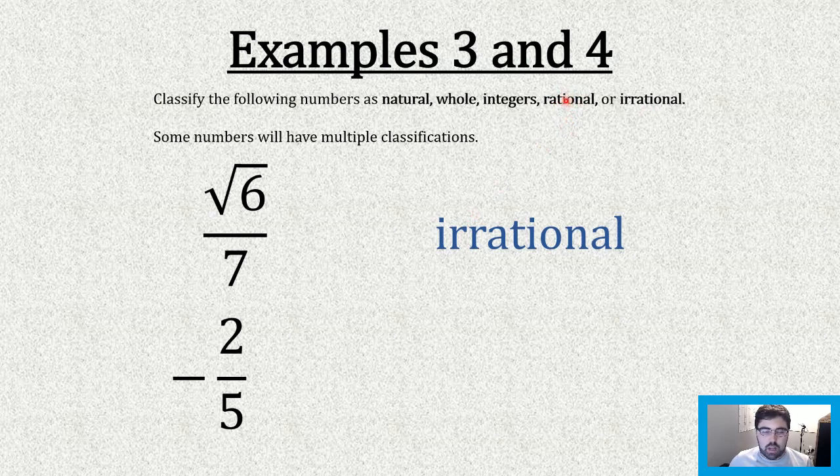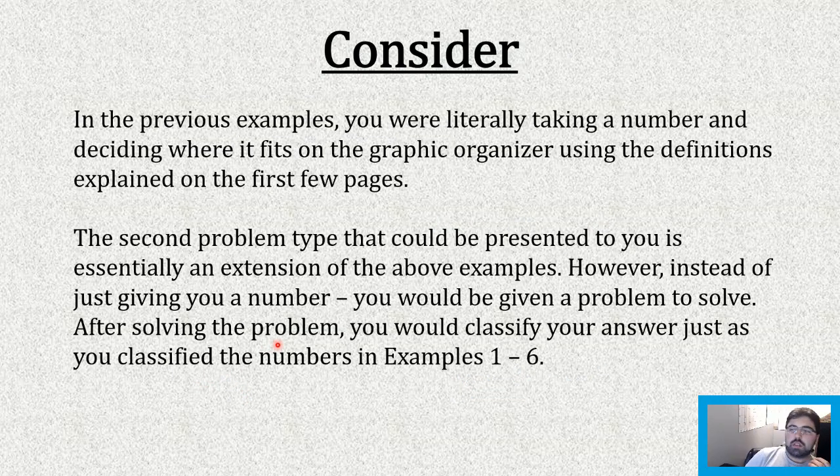The definition of rational is that it's a ratio of 2 integers. That's a fraction, so it's a ratio. 2's an integer, 5's an integer. Negatives are integers. We got it. It's rational. So in the previous examples, you're literally taking a number and deciding where it fits on that graphic organizer while also thinking about those definitions.